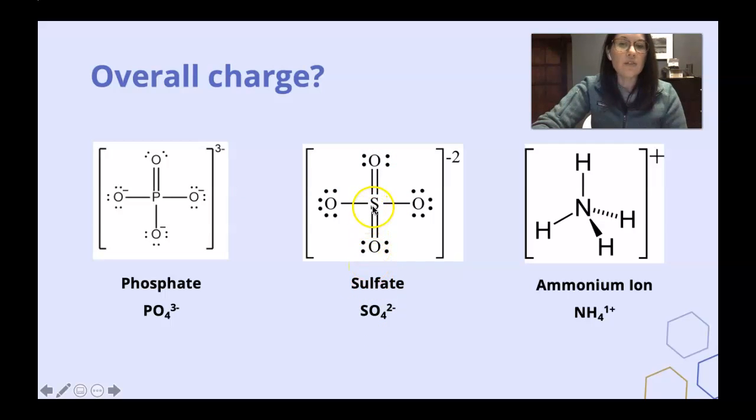All right, so here is sulfate, SO4, 2-. That's a sulfur with 4 oxygens. Notice here we have something that goes beyond our octet rule. And overall, this has a 2- charge. All right, ammonium ion, that is NH4 1+. So all of this together, all 5 of these atoms, will overall have a 1+ charge.